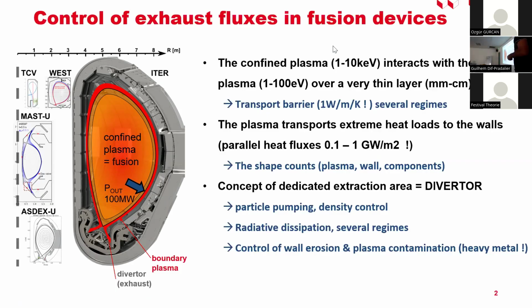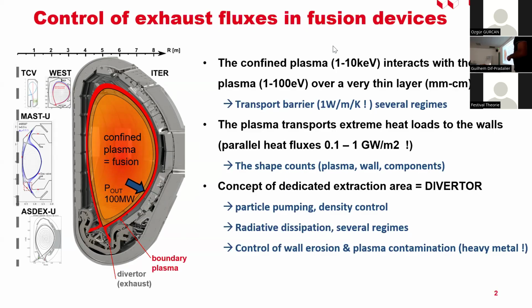So the confined plasma is hot, 1 to 10 keV, maybe 20 keV, and it interacts with the plasma boundary, which is here in red, with field lines touching the walls. In this boundary plasma, the temperature is much lower, 1 to 100 eV, and it's very thin. The interaction between the two takes place over 1 to 10 millimeters. It's a very thin layer.